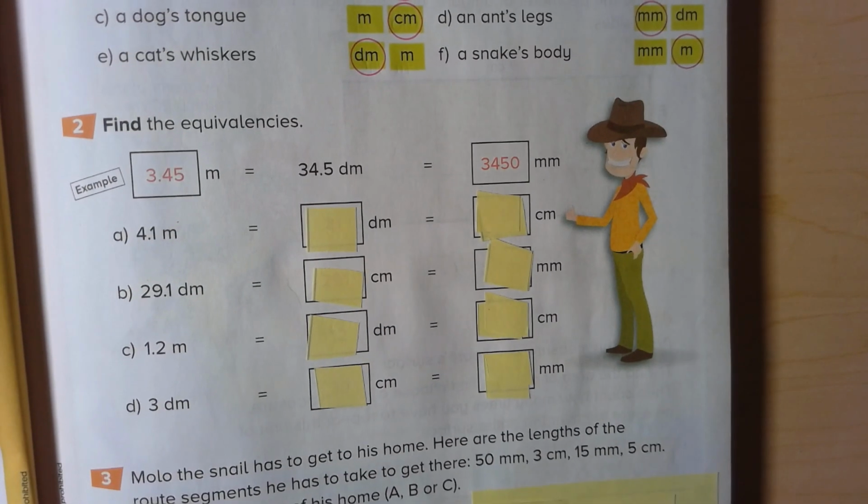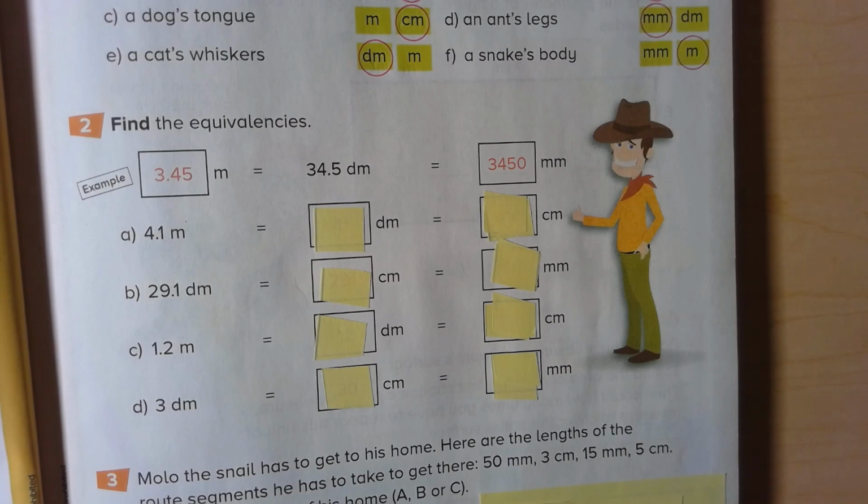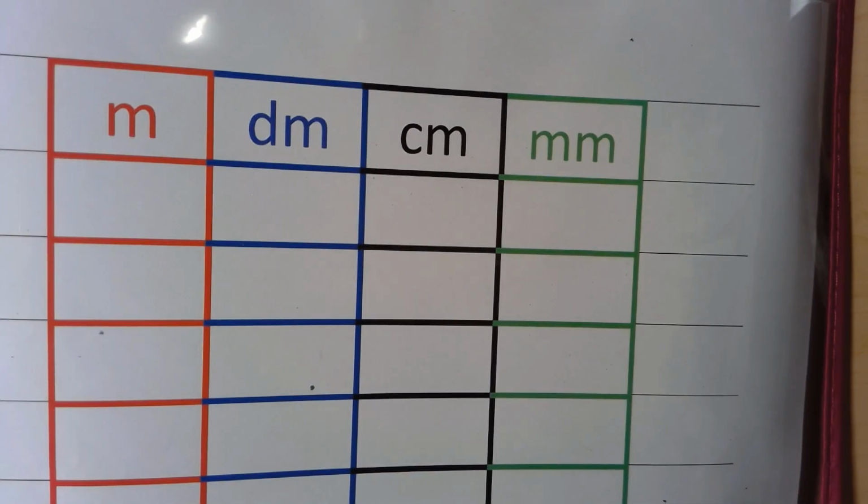Look at number 2. Find the equivalencies. That just means that they're the exact same length. And you're going to need probably a chart for this. So pull out your chart. I'm going to get mine out. It's a little simpler than the one I had before.